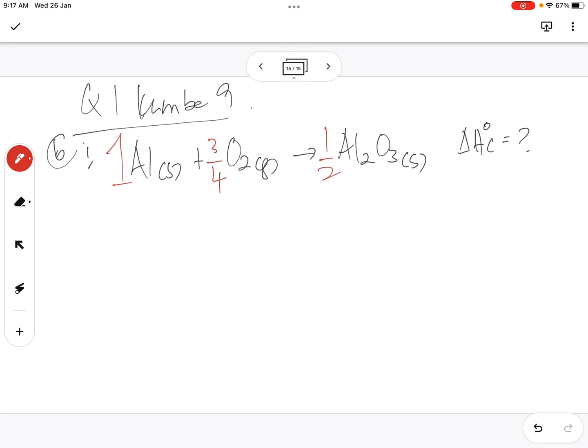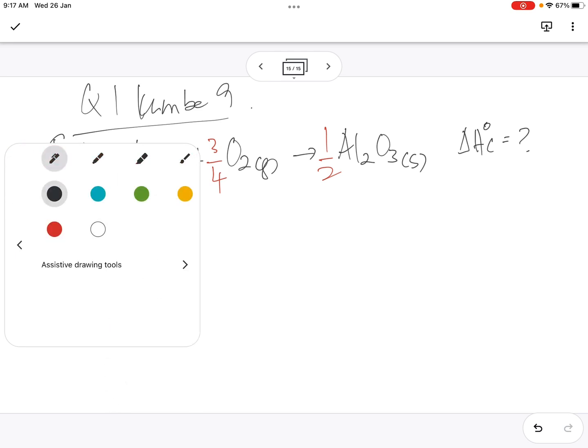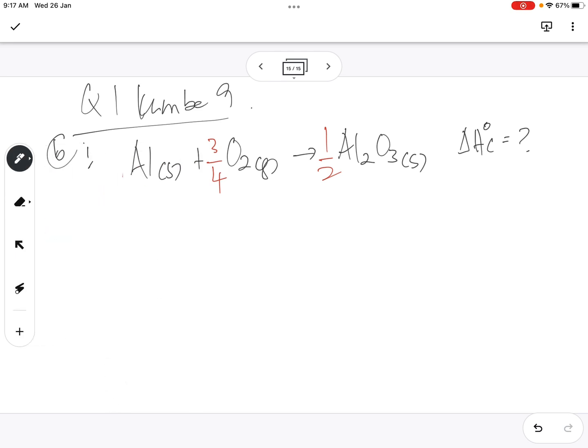3/4 becomes 3/2. Is the equation I balanced correct? Oh, it was actually given in the question. Sorry about that. So it's correct.